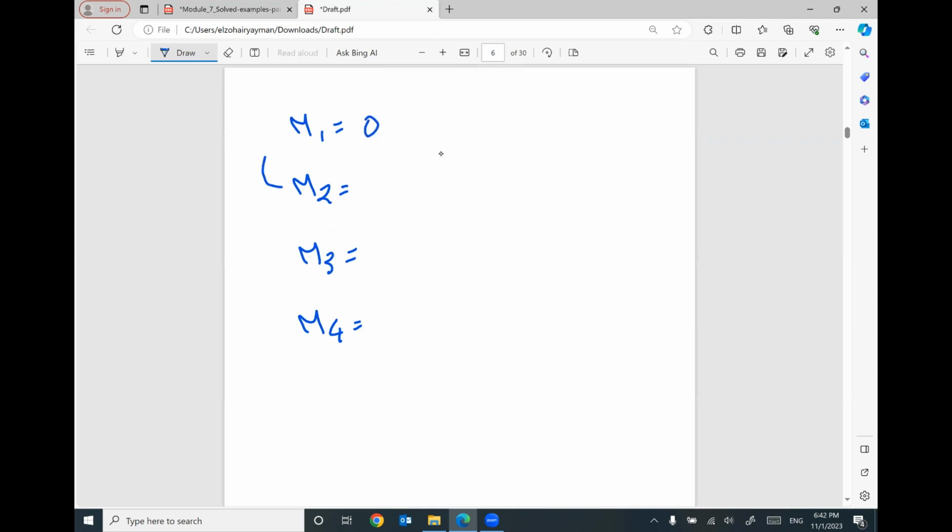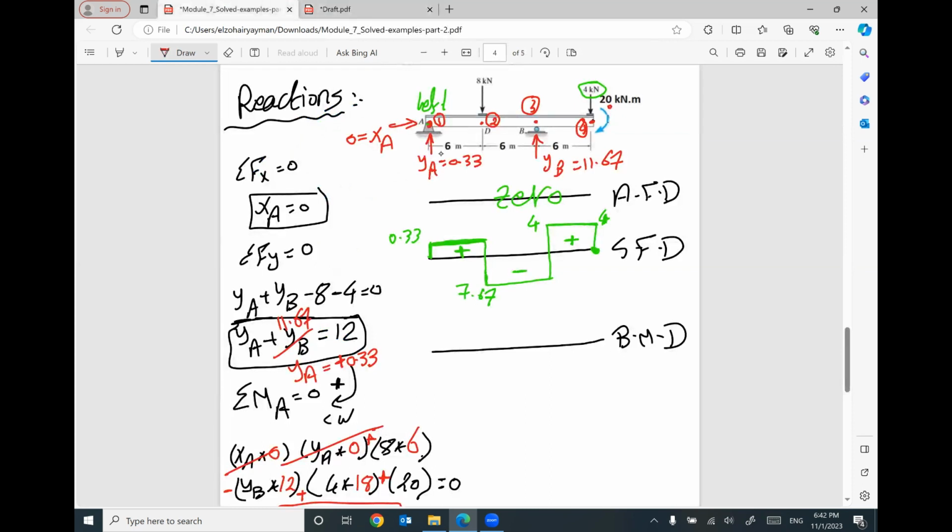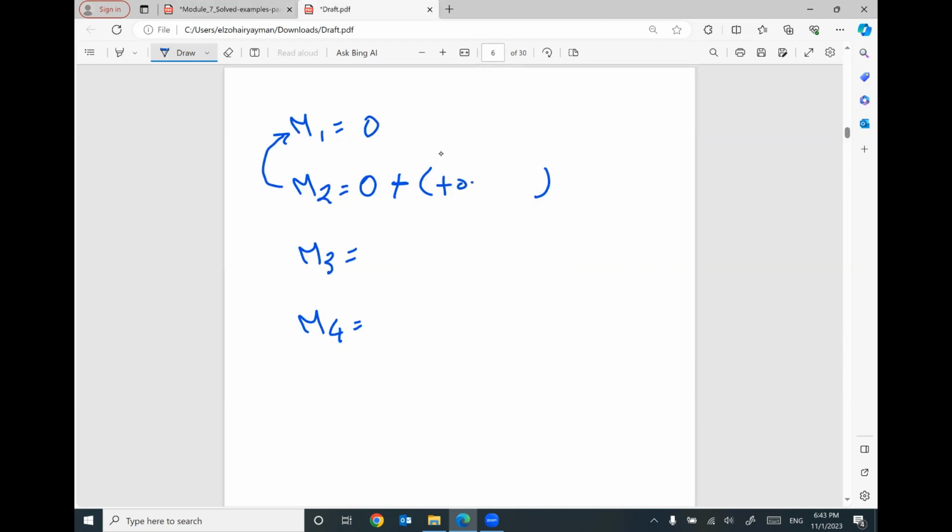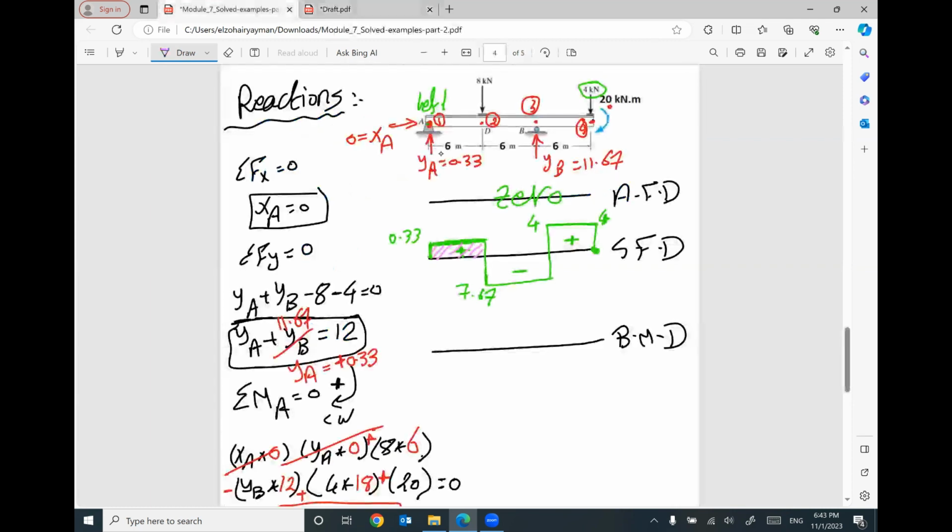M2 equals previous value 0 plus the area of shear force diagram between 1 and 2. Between 1 and 2, we have this little rectangle, positive. How much? 0.33 times 6. Your value will be positive 2. So I have a value here, positive 2, and this value is 0.